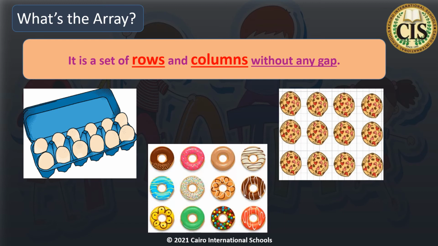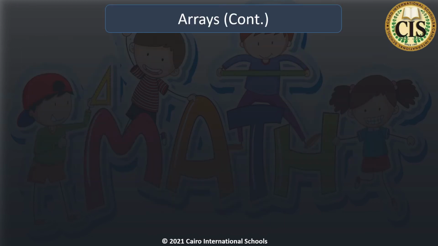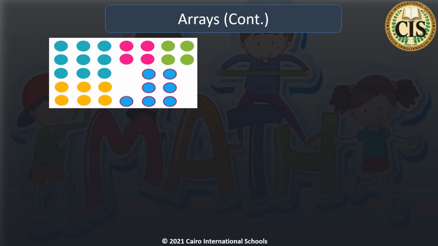The next picture, donuts are arranged in rows and columns with no gaps. So this is also an array. The last picture, cookies are arranged in rows and columns and there are no gaps in between. So this is also an array. As we said, an array is a set of rows and columns without any gaps.